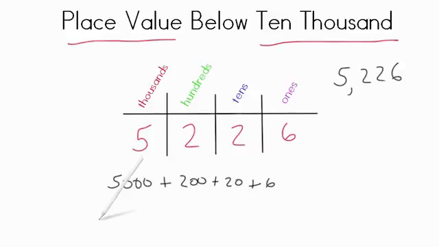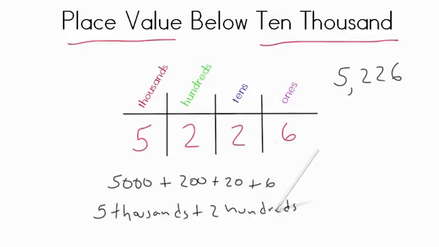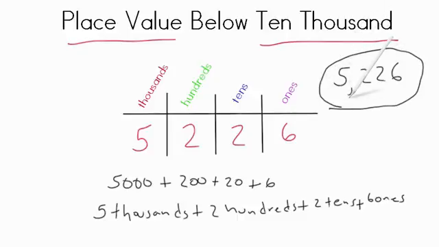Another way to look at that is saying 5,000 plus 2 hundreds plus 2 tens plus 6 ones. They all mean the same thing. 5,000 plus 200 plus 20 plus 6, or 5,000s plus 200s plus 2 tens plus 6 ones. They all really just mean this number here, but it's different ways that we can represent them.